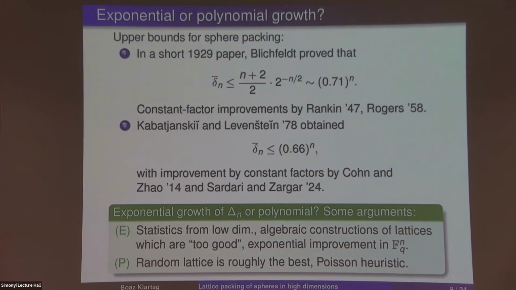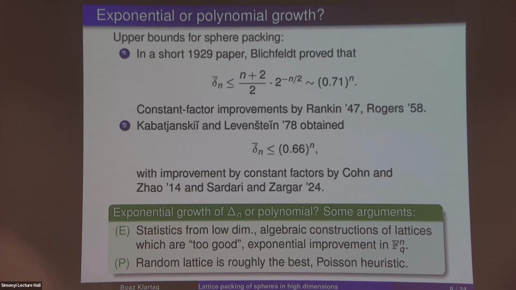1929. It's really a proof from the book, where he shows that there is a non-trivial upper bound for the density of any sphere packing in R^n. So it's not 2 to the minus n, but roughly 2 to the minus n over 2. Okay, so it's 0.71 to the n. It was kind of a precursor for the later linear programming bounds, although linear programming was not officially invented at that time.